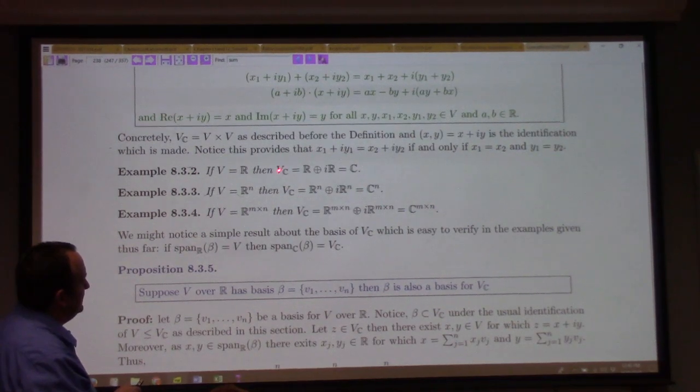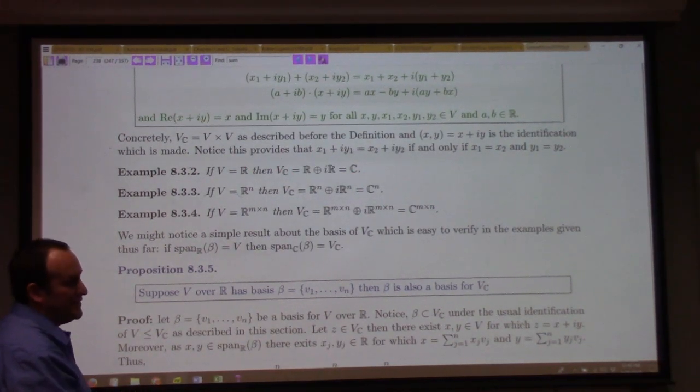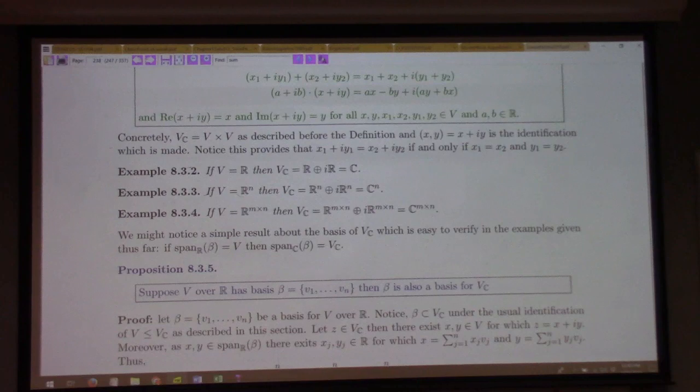So, the complexification of the real numbers is the complex numbers. This thing I showed you is a construction of the complex numbers as the real plane. If you apply the construction that we looked at to Rn, you can construct Cn. You can construct n by n complex matrices by doing this.